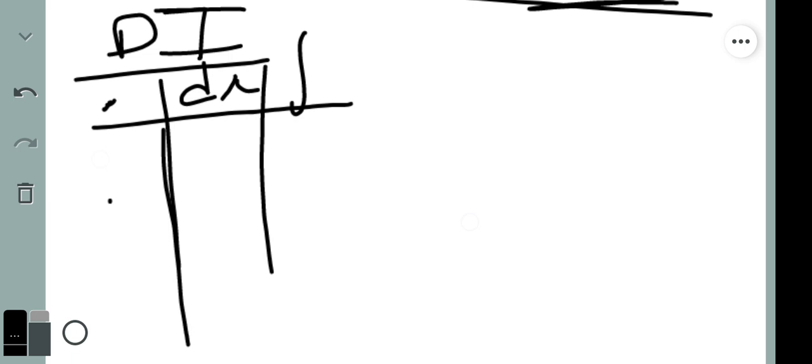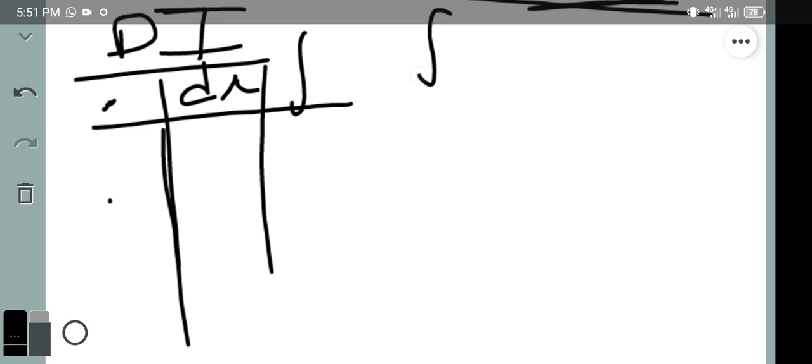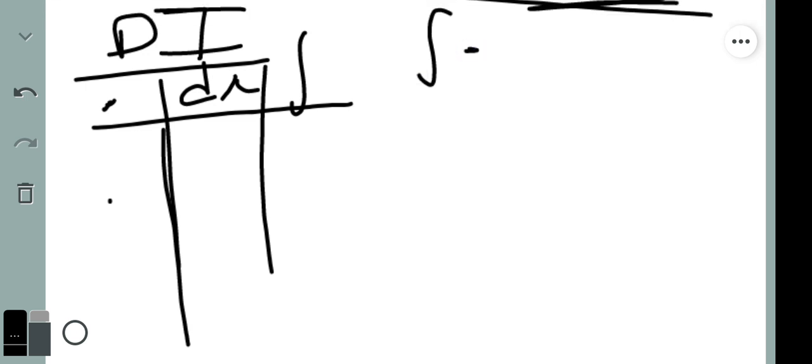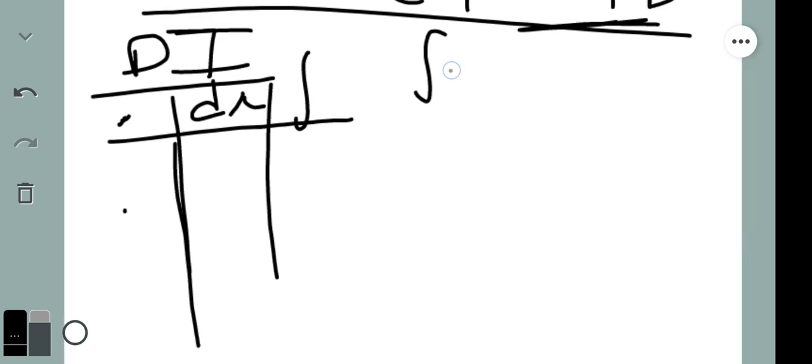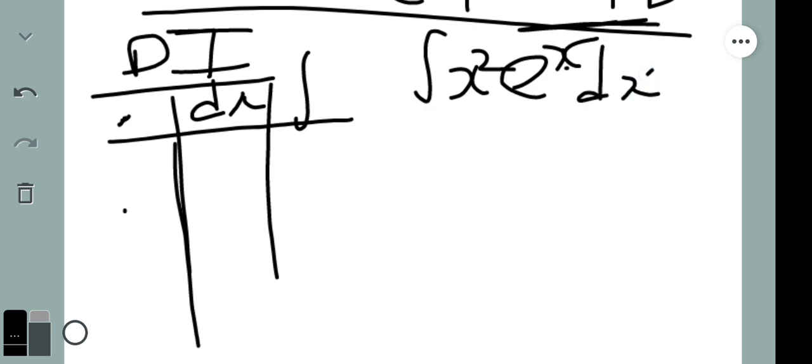First of all, this is our problem here. Let me write our problem. Our problem is the integral of x square exponential x dx, right? So this is our problem, and we want to use the DI table to make life easier for us. And we already know that this is our u and this is our dv, right?